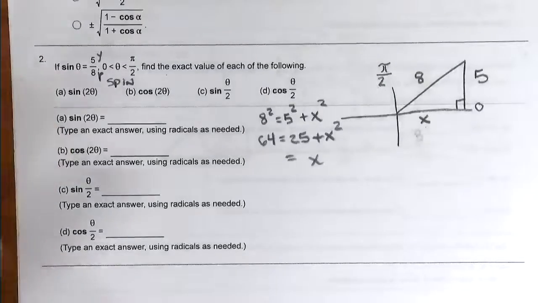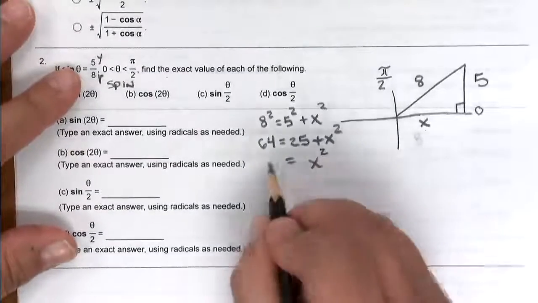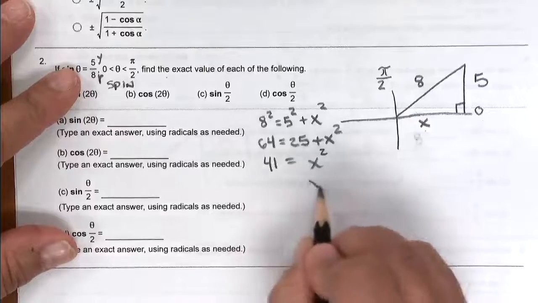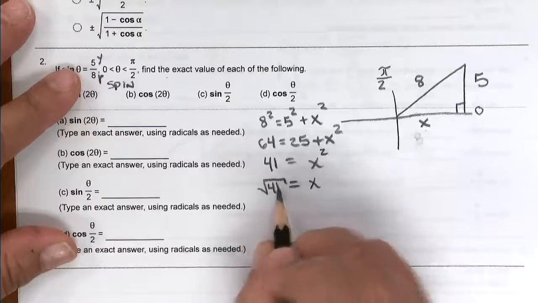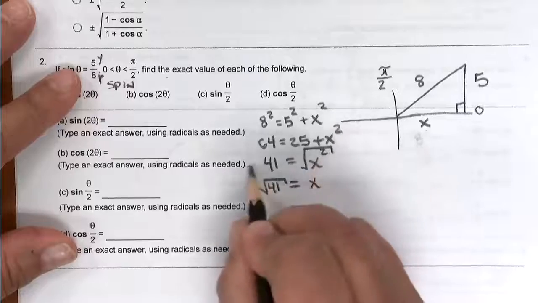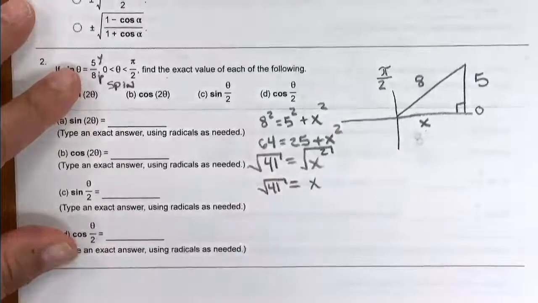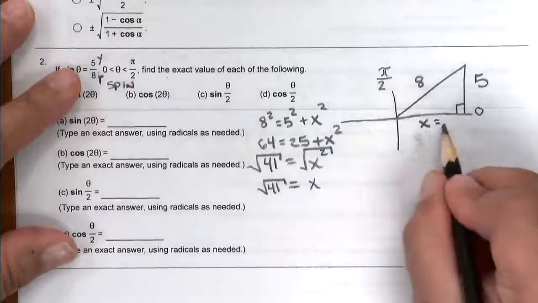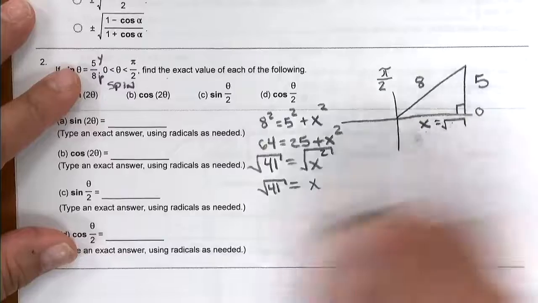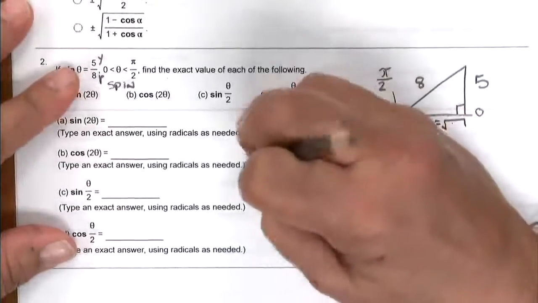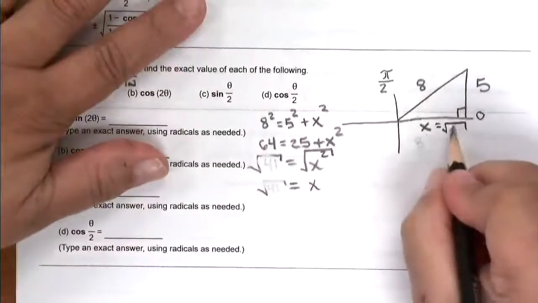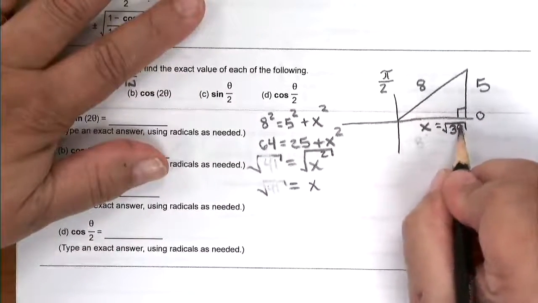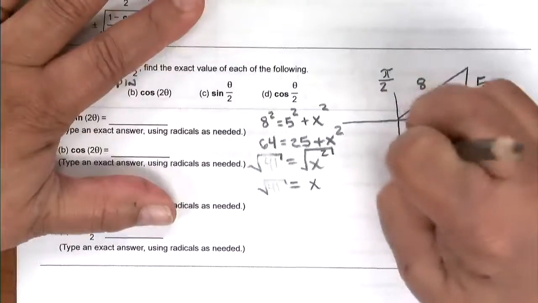So 41 for x squared. And then x is equal to square root of 41. Take the square root to make that square go away, likewise on the other side. Okay, so this turns out to be, oh, you got 39? Okay, sorry. I subtracted. So this ends up being square root of 39. Thank you.